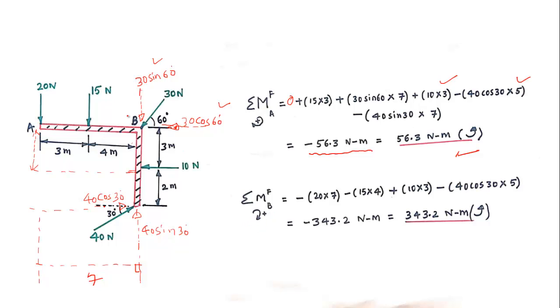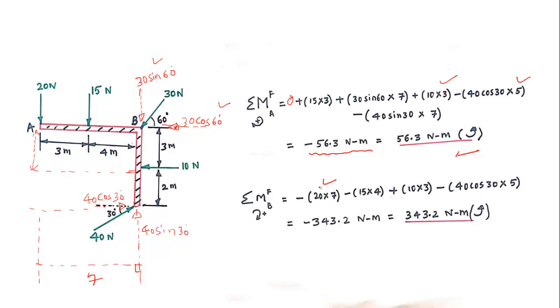Now next, if we hinge the point B, we'll take the forces one by one. Now 20 is the magnitude of the force. The perpendicular distance with respect to point B is 3 plus 7, and it will create anti-clockwise moment. That is minus 20 into 7. It is easy to understand.